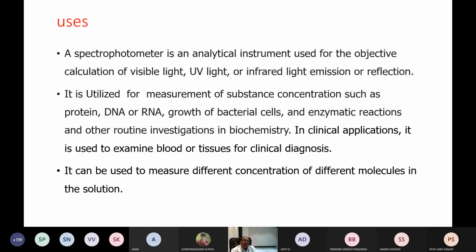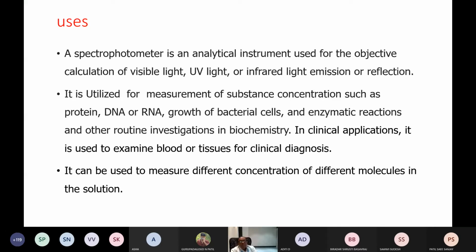So the substrate and the enzyme combine together, make a complex, and then finally the product will be formed. During that time, the change in the activity, whether increased or decreased, will be measured as the reaction per minute. That is called a kinetic reaction.